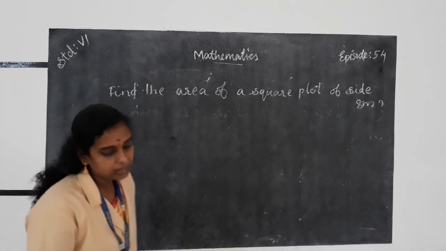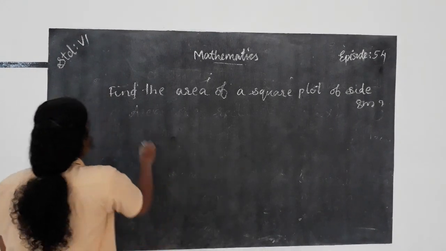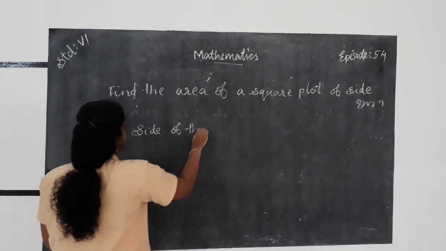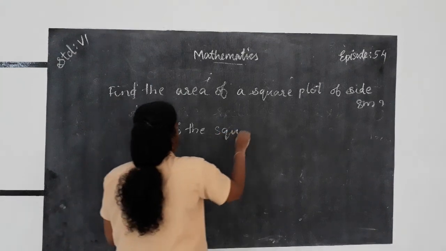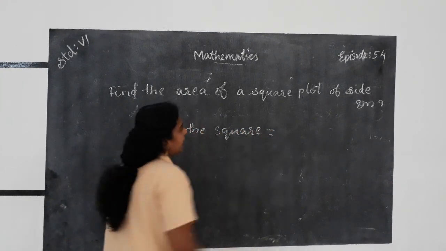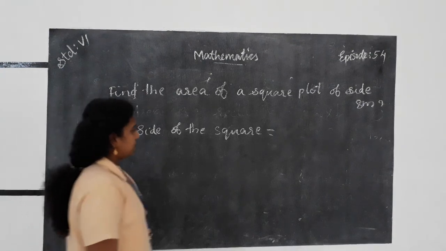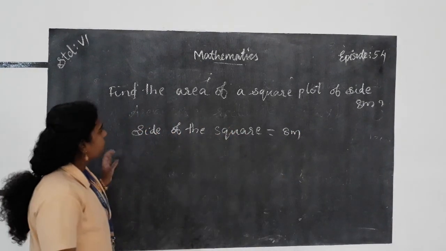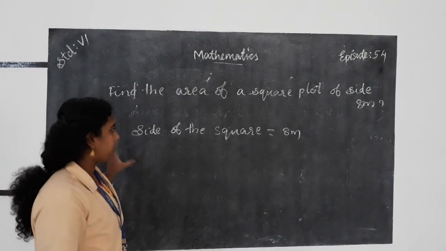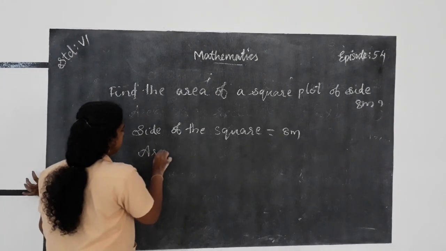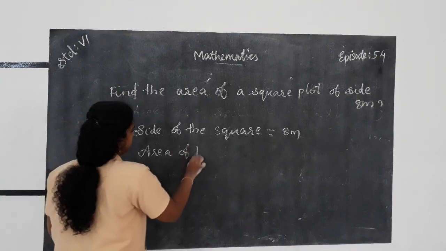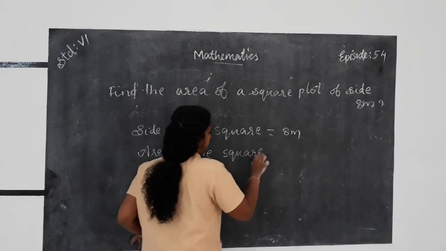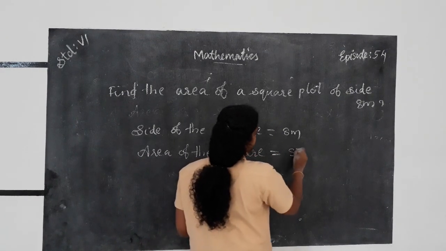So the first step is the side of the square. Equal to 8 meter is the side of the square. Then we want to find the area of the square. So the area of the square is equal to side into side.